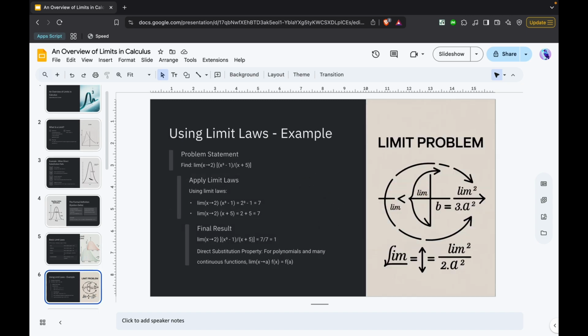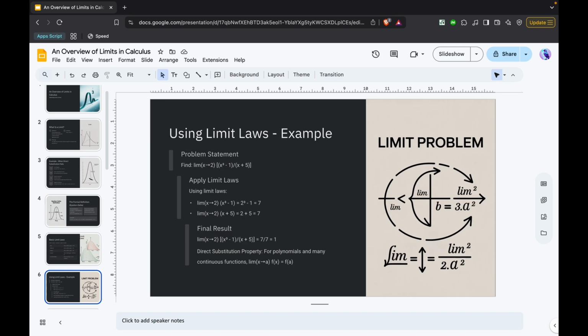Now, here is a quick example of using limit laws. You don't really have to see this slide much. You can skip a little bit forward into the video to where the next slide is. But it is a pretty quick example and could help explain this a little bit more.